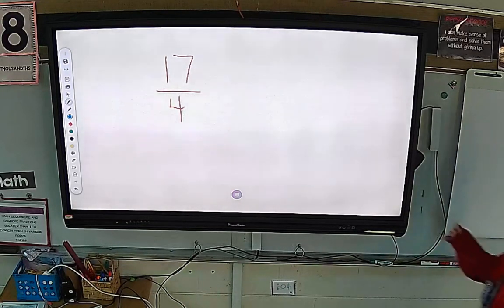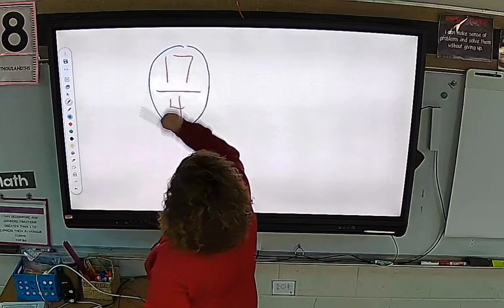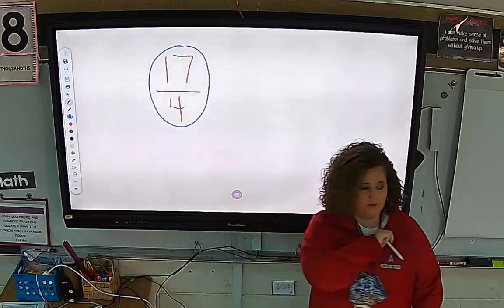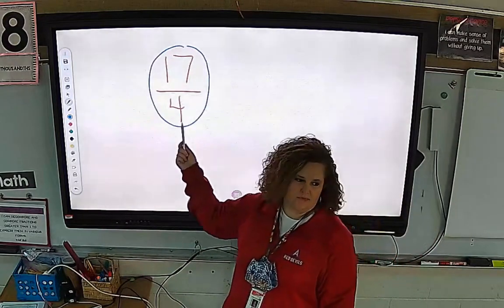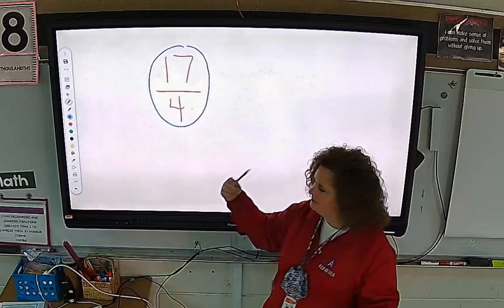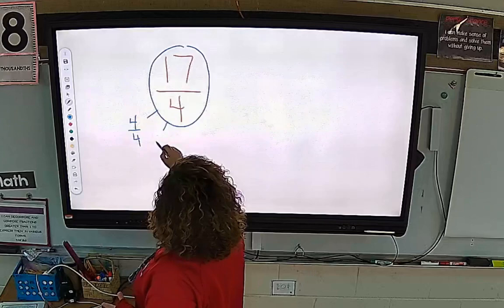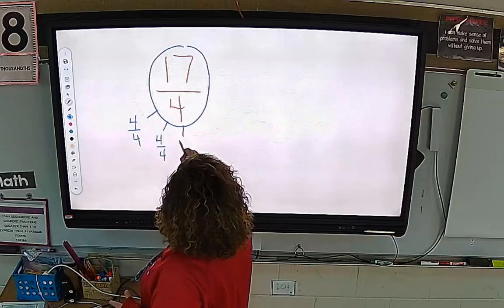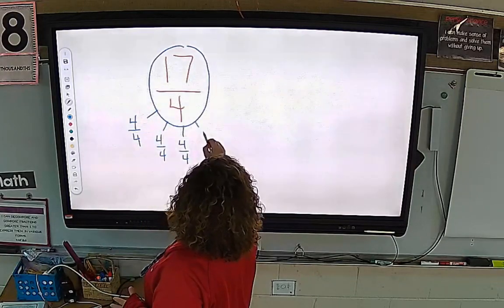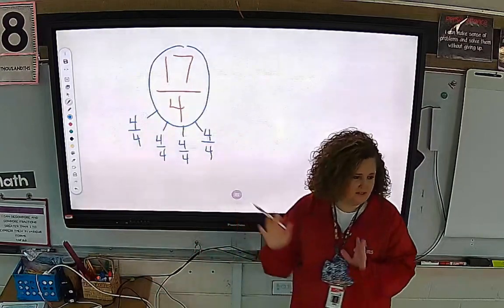Okay. All right. Ishmael, help me out here. How many times can I pull 4/4 out? 4 times? Because 4 times 4 is what? 16. I'm trying to get as close to that as I can without being too big. So 4/4, 4/4, 4/4, 4/4.